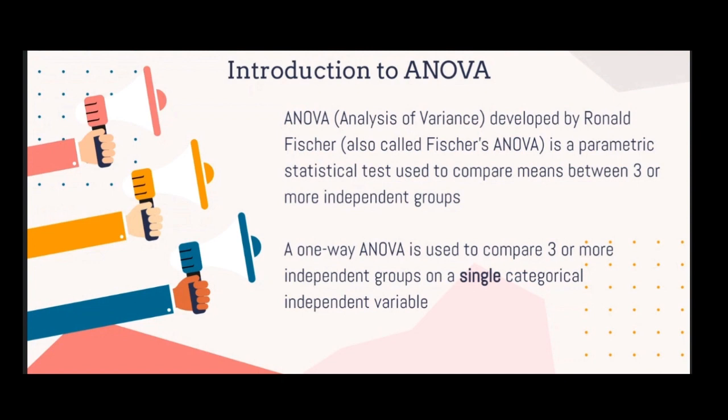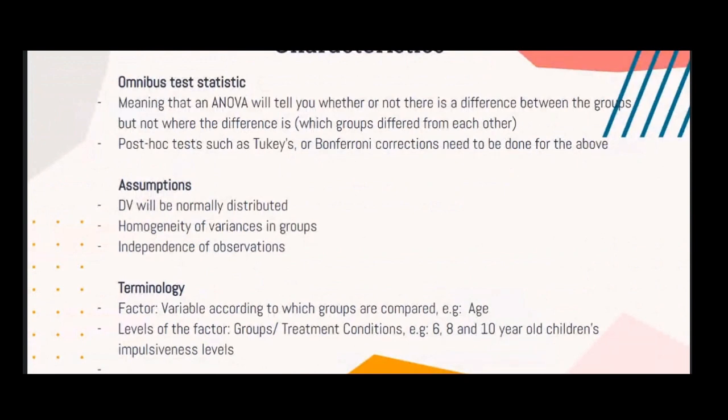Actually, just a second, let me just change the slide. Okay, yes. So in an ANOVA, you have three groups, and those three groups in the terminology, as can be seen on the slide, are basically called the levels of a factor. And that factor is the grouping principle or the variable according to which the groups are made in the first place. So for example, like the example given here, your factor is age, and the levels of the factor or the groups that you end up with are, for example, 6-year-old, 8-year-old, and 10-year-old children's impulsiveness levels. This is the data basically that you get.